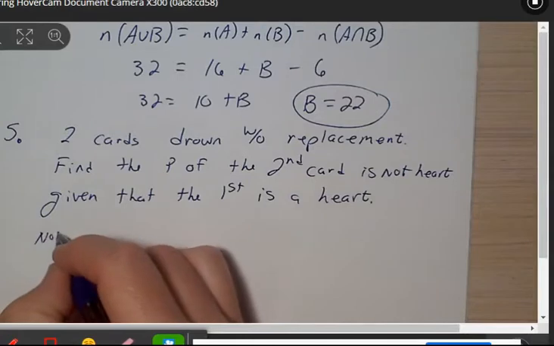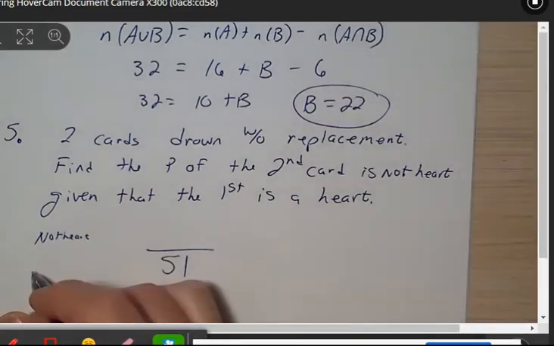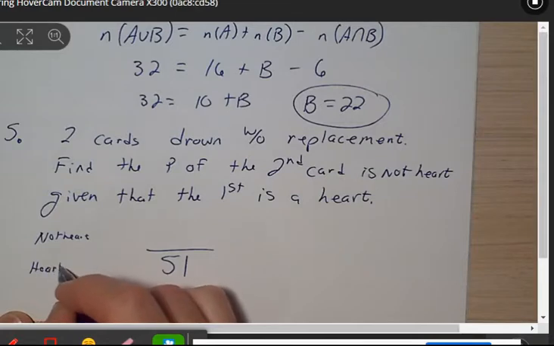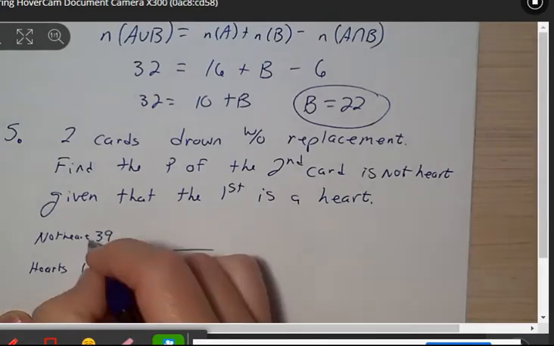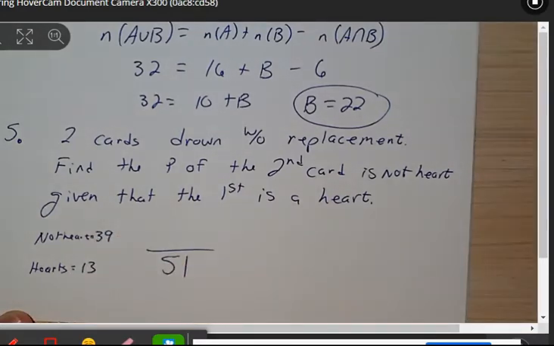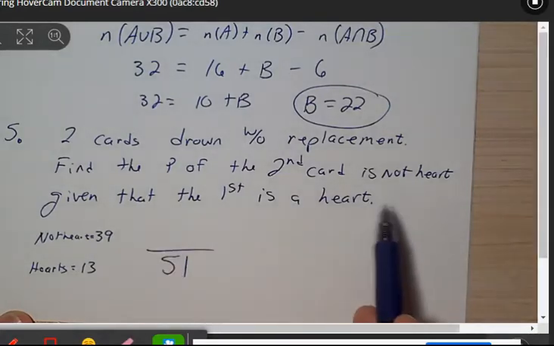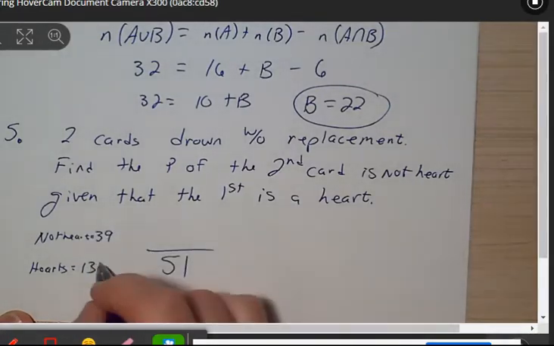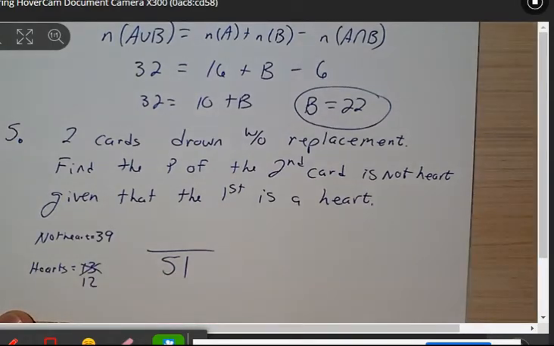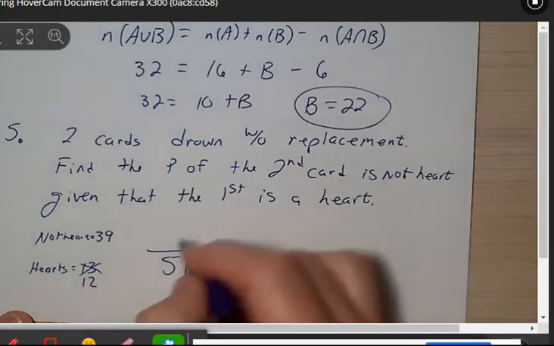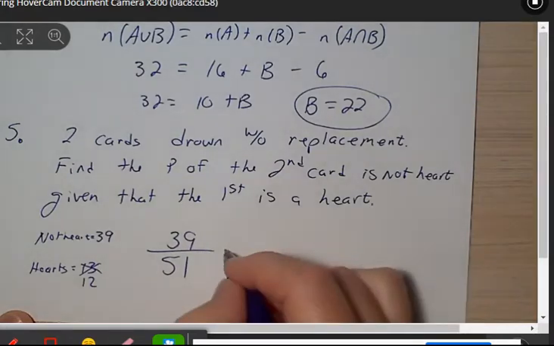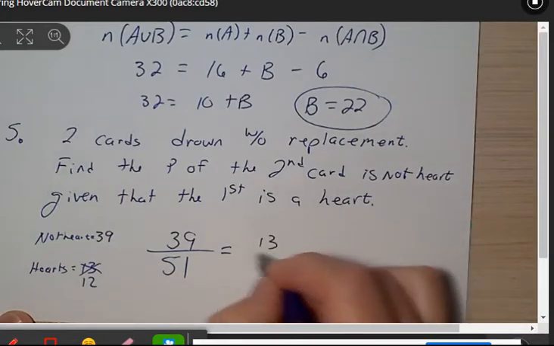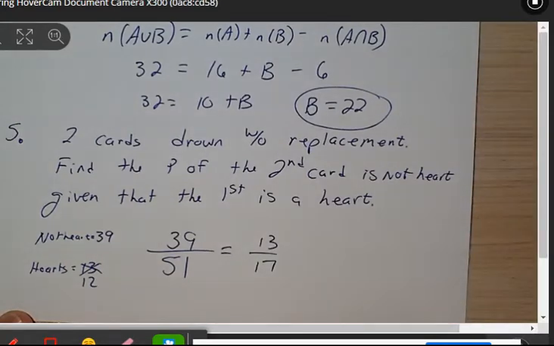So if we start with the hearts, we've got 13 that are hearts, which means there's 39 that are not hearts. So we took the first card out, it says, given that the first card is a heart, so we're taking this off the deck. Now we're down to 12 hearts and 39 that are not hearts. It says find the probability of the second card being not a heart. Well, that's just going to be the 39 out of 51. Now, in that case, it will simplify. You can divide both of these numbers by 3 to make that 13 over 17.